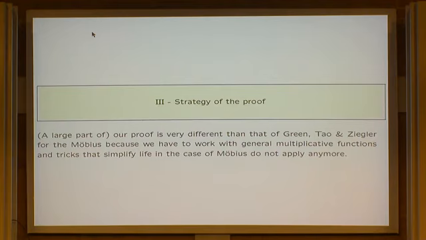Then, a strategy. We use a lot of machinery coming from different papers of Green, Tao and Ziegler and so on, but for the Möbius function. We cannot simply take this result as a black box, because our functions are not the Möbius function. We cannot use arithmetic properties of the Möbius function. You have to start from the beginning, from almost nothing. But you can use a lot of machinery, of course.